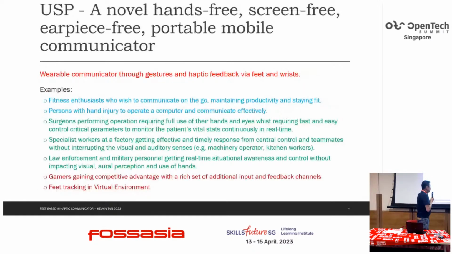Again, who are the possible users who can benefit? I put them into three color codes. The first one is people with health reasons, disability, and also people who want to stay healthy. The second is professionals, for example, surgeons working in the operating theater. The hands are very busy operating on the patient, and the eyes have to look at the patient, so the eyes and hands are already tied up.